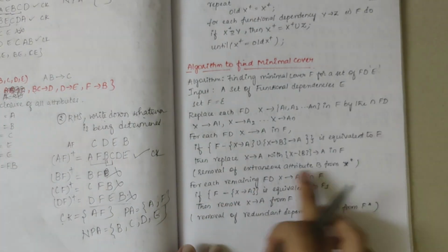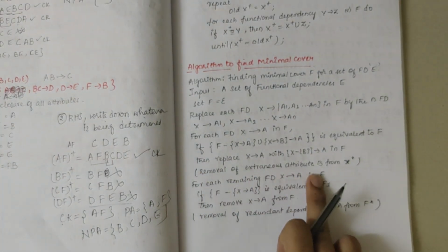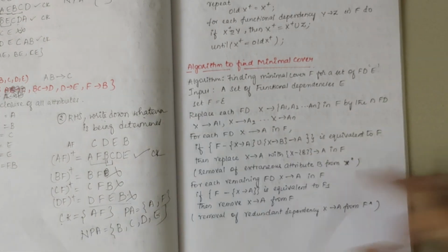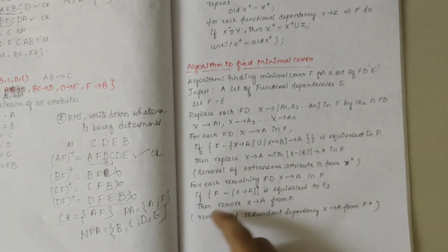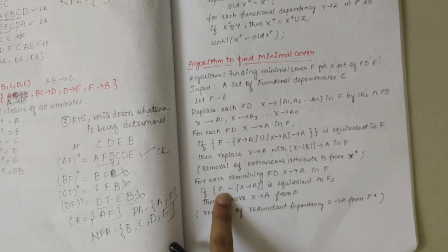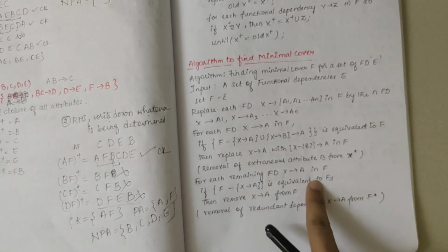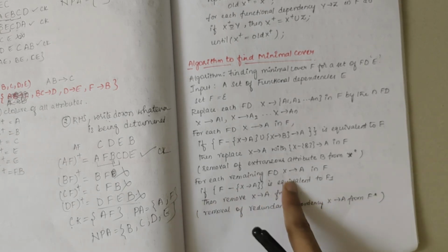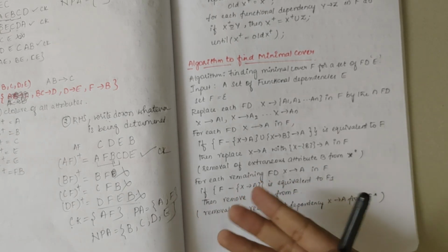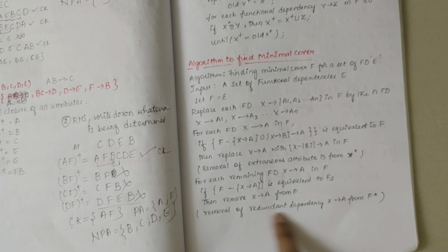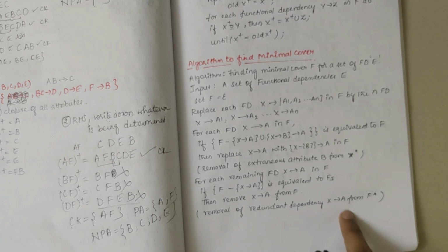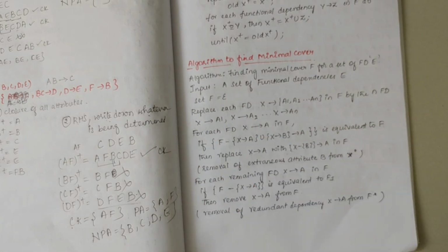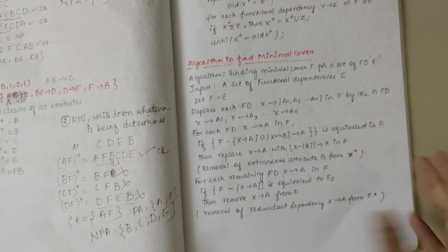Next is removal of extra attributes B from the temporary functional dependency set which I've taken. Next I'll check in F also, same, by removing that if I'm getting the equivalent one or not. If I obtain the equivalent one, then remove it. If not, then keep it because it is a unique one. Then removal of redundant dependency X determines A from F star. So this was about the minimal cover algorithm. You can write this in simpler terms also.